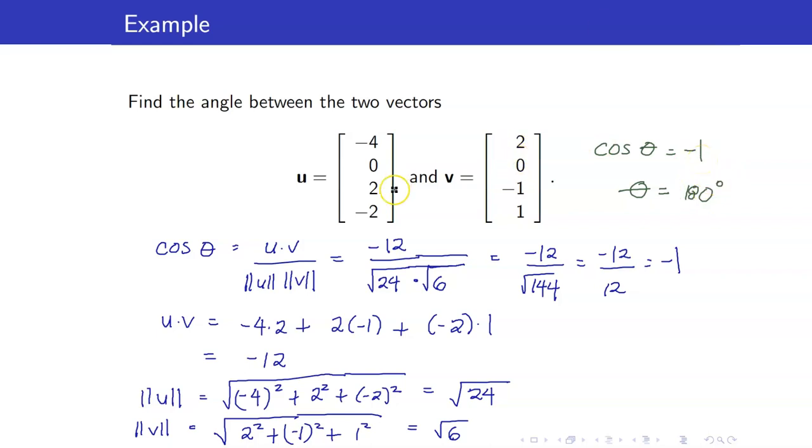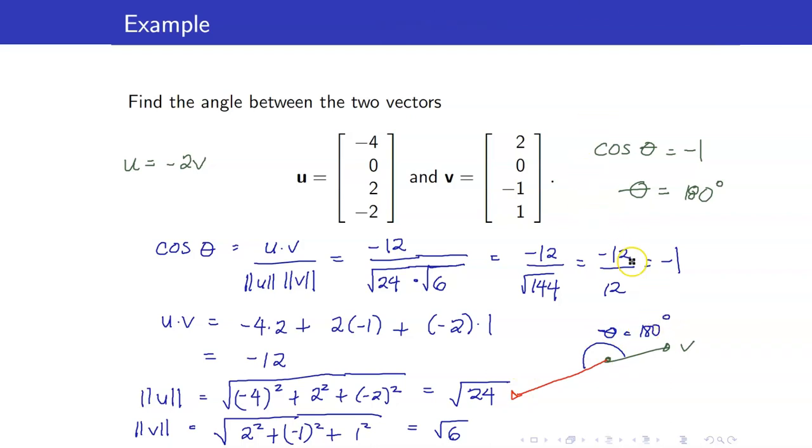Well, of course, if you just eyeballed it, take note that u is equal to negative 2v. So that means that u and v are scalar multiples of each other, and u is in the opposite direction of v. So hence, if this is my v, my u is twice the length of v in the opposite direction. So hence, the angle is really equal to 180 degrees.